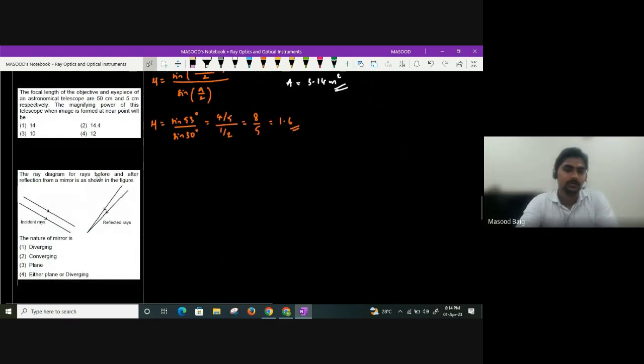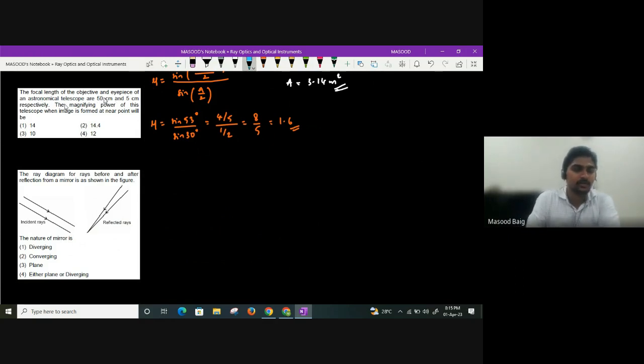Let us solve the question for, again, telescope is given, astronomical telescope. Yesterday we did microscope. Today we are doing telescope. Please listen carefully, guys. Focal length of objective and eyepiece of an astronomical telescope are given. What is the focal length of objective lens? It is given as 50 centimeters. Focal length of eyepiece is given as how much, beta? 5 centimeters.